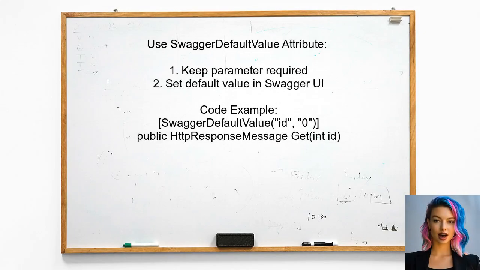Another option is to use the Swagger default value attribute. This allows you to keep the parameter required while displaying a default value in Swagger UI, rather than marking it as required.